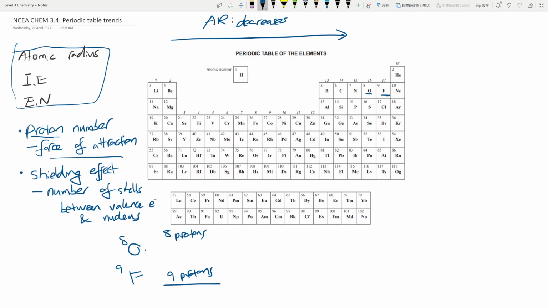Okay, now let's look at the electron arrangement. So oxygen is 1s2, 2s2, 2p4, whereas fluorine is 1s2, 2s2 and 2p5. So if you look at the valence electron for the oxygen, the valence electron is in the 2p subshell, and also the same for the fluorine, the valence electron is also in the 2p subshell. So these two valence electrons of oxygen and fluorine will experience the same amount of shielding effect.